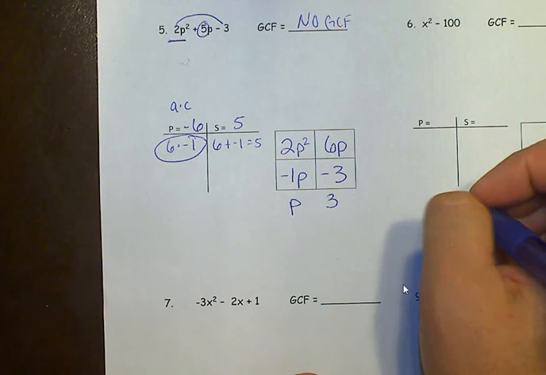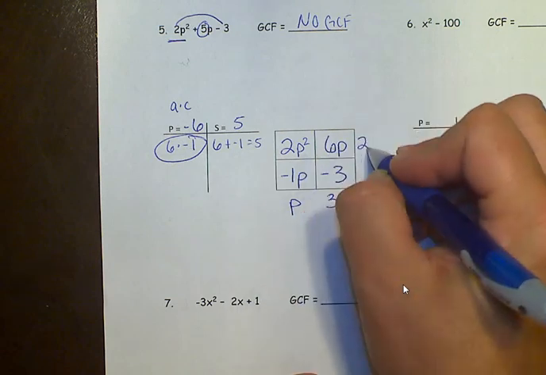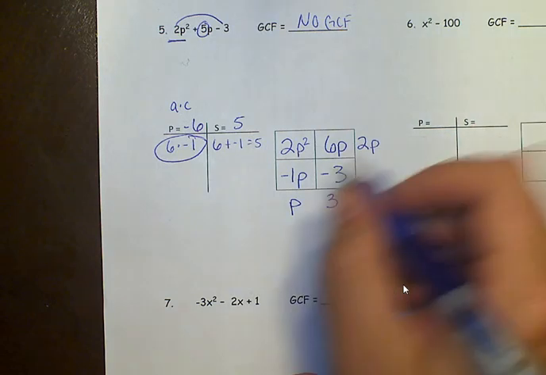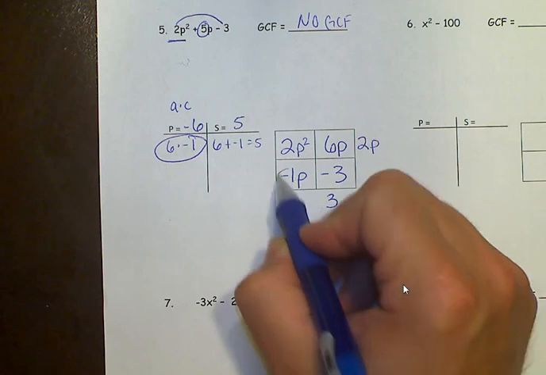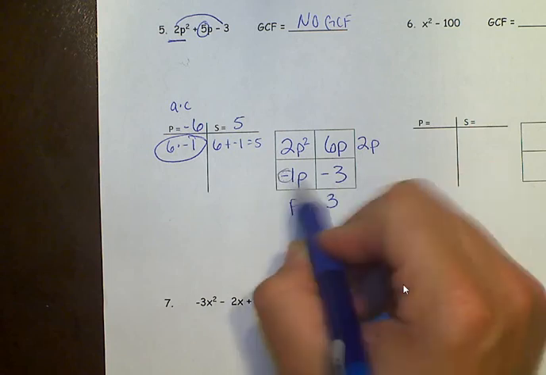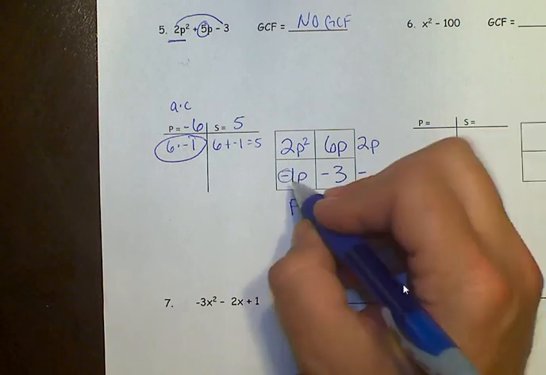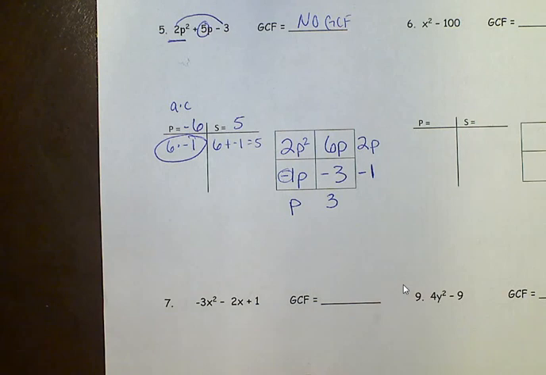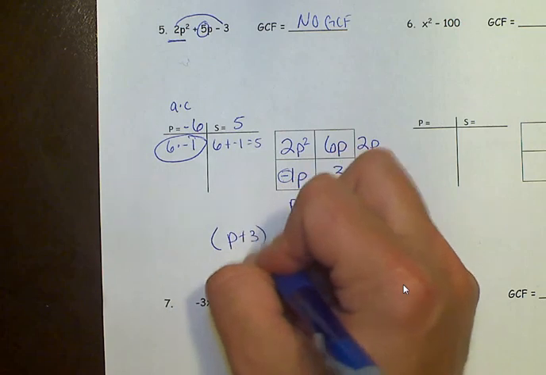Left to right, 2 and 6, I can take out a 2. P squared and p, I can take out a p. Negative 1 and negative 3. Since this first one, reading left to right, is negative, I need to take out a negative for sure. And then 1 and 3, nothing, so just a 1. So then when I write my answers, I have p plus 3 and 2p minus 1.